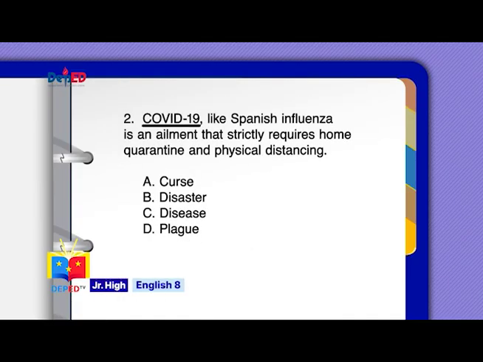Number 2. COVID-19, like Spanish influenza, is an ailment that strictly requires home quarantine and physical distancing. The underlined word is COVID-19. And here are your choices. Letter A, curse. Letter B, disaster. Letter C, disease. And letter D, plague.